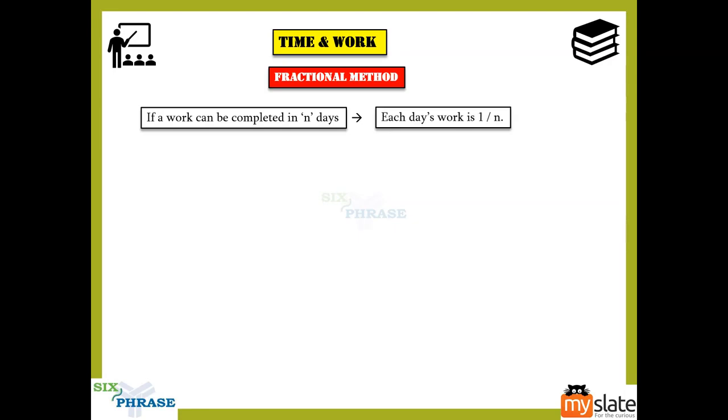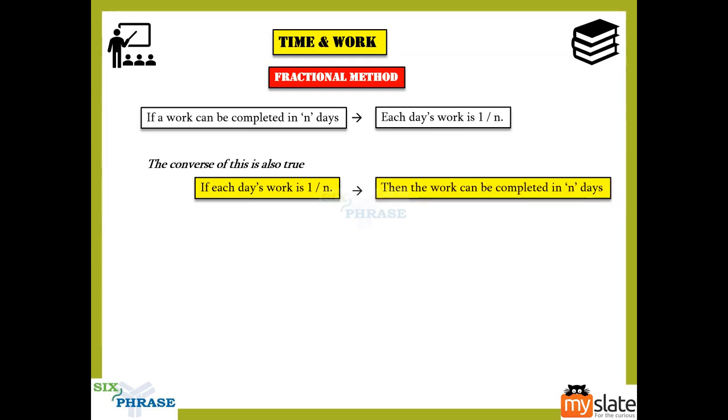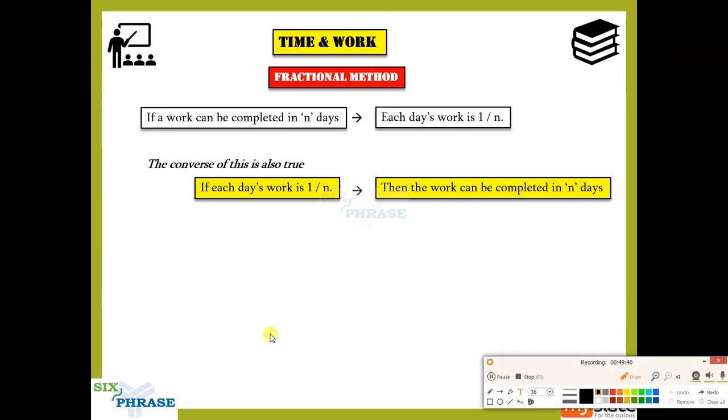So I hope we've established this. Now what we have to understand is the converse of this is also true. What is the converse? If each day's work is 1 by n, then the work can be completed in n days. That is what is mentioned here. So the converse of this.